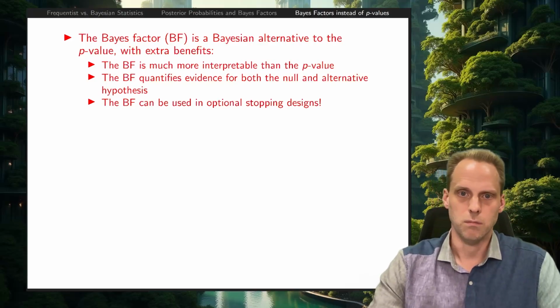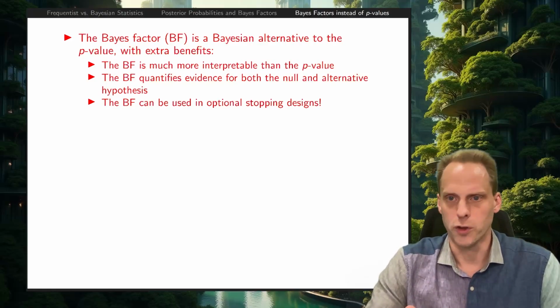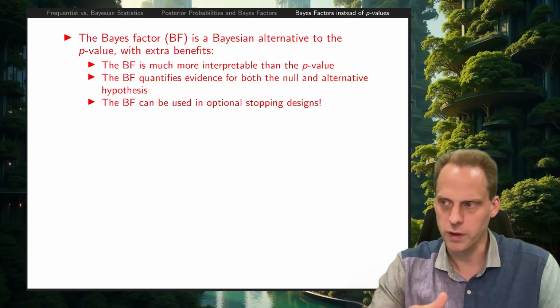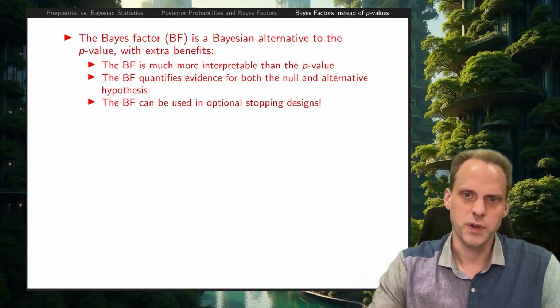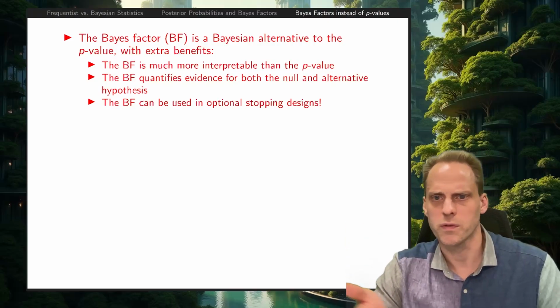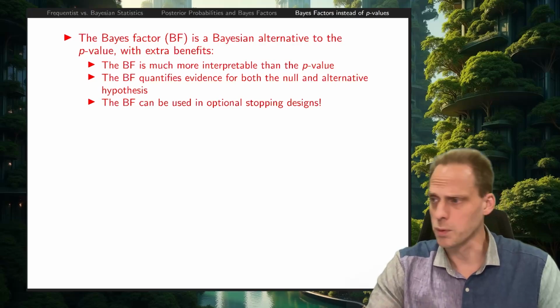It is more interpretable than the p-value. The p-value is just a number under the null. With a large sample size, it will always go very much to 0. You can't really interpret the p-value. You can't really say that p is 0.001 is a very strong effect or not. That is completely dependent on the sample size. It's not interpretable like that.